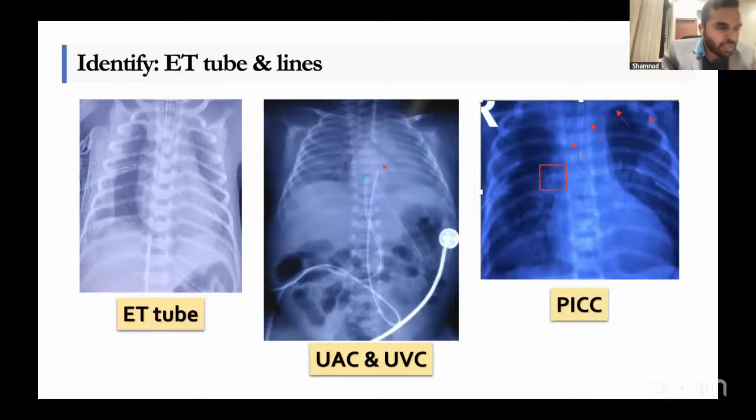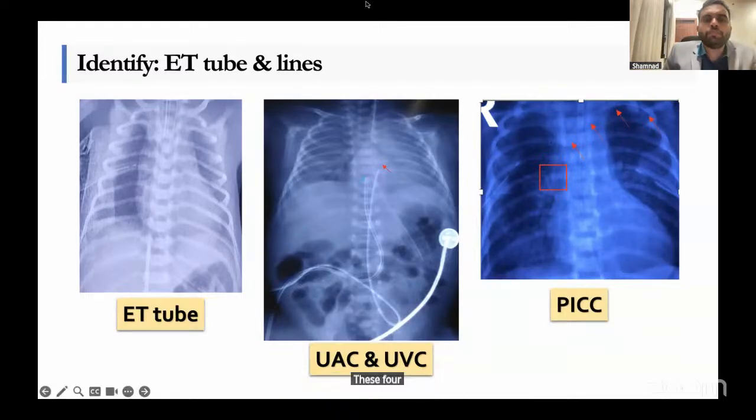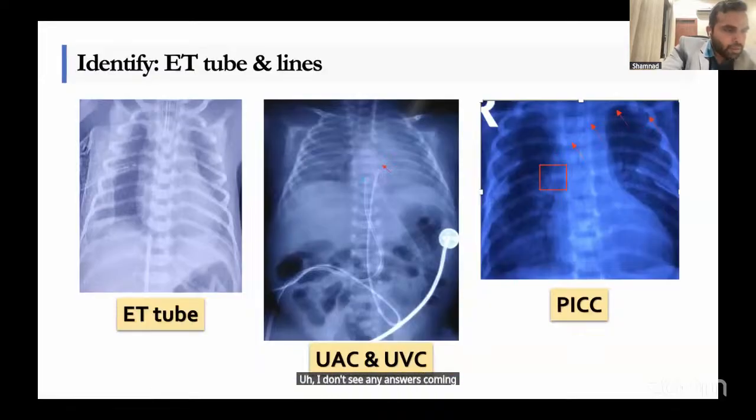We'll go a little fast because I think we'll be a little short of time. So ET tube, UAC, UVC, PICC. Which are the correct positions of these four? I don't see any answers coming.